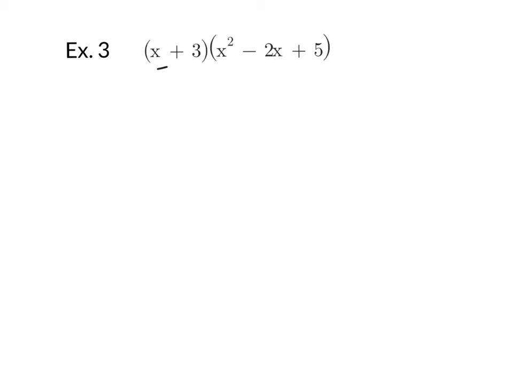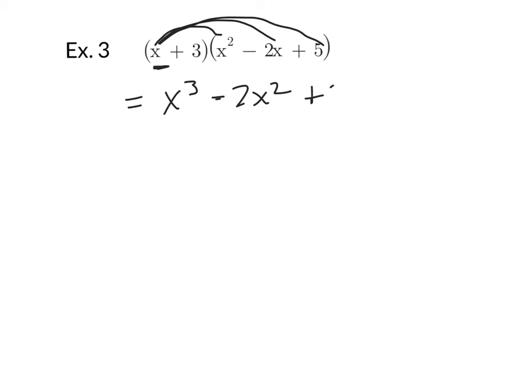We're going to take the first term of the binomial and we're going to distribute it. We're going to multiply it by the 3 terms in the trinomial. So let's go ahead and do that. X times x squared gives us x cubed. Then when we take x times negative 2x, that's going to give us negative 2x squared. And then we'll take the x times positive 5, and that's going to give us plus 5x.